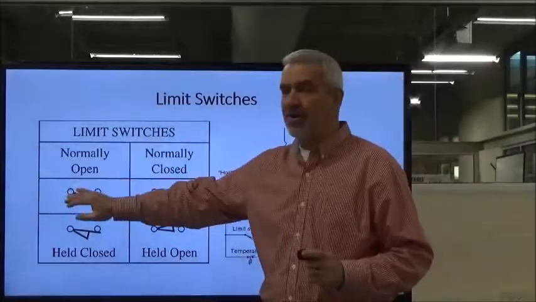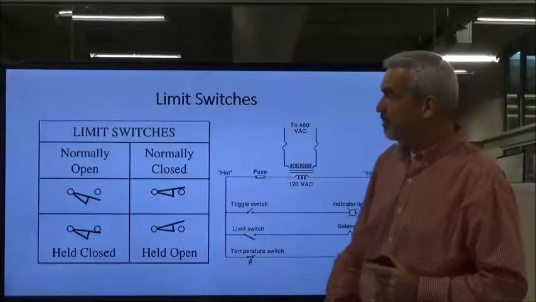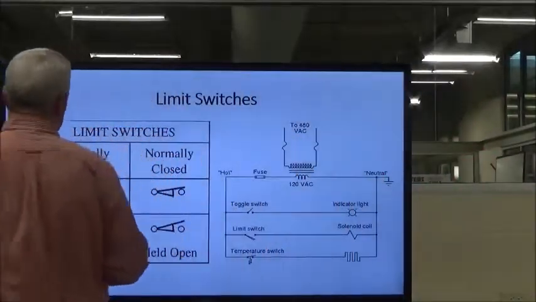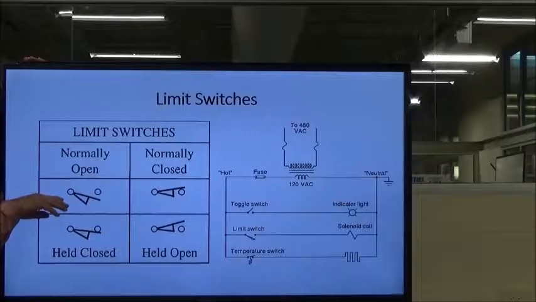But these are the symbols for the limit switch. You've got a couple of different configurations. Number one, you've got the normally open, held closed. Basically, you can look at it like this: my hand is whatever object is going to actuate that limit switch.